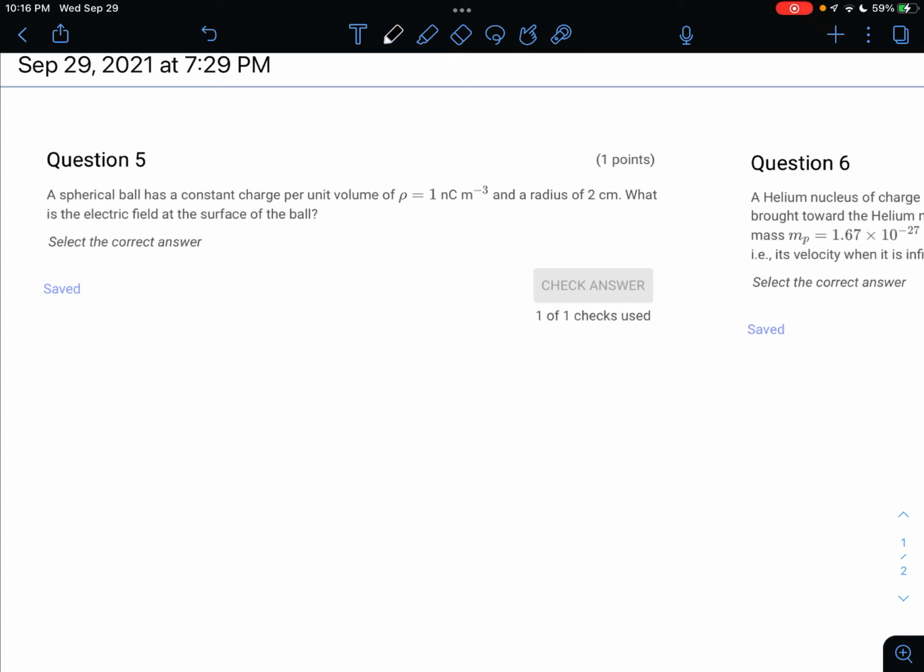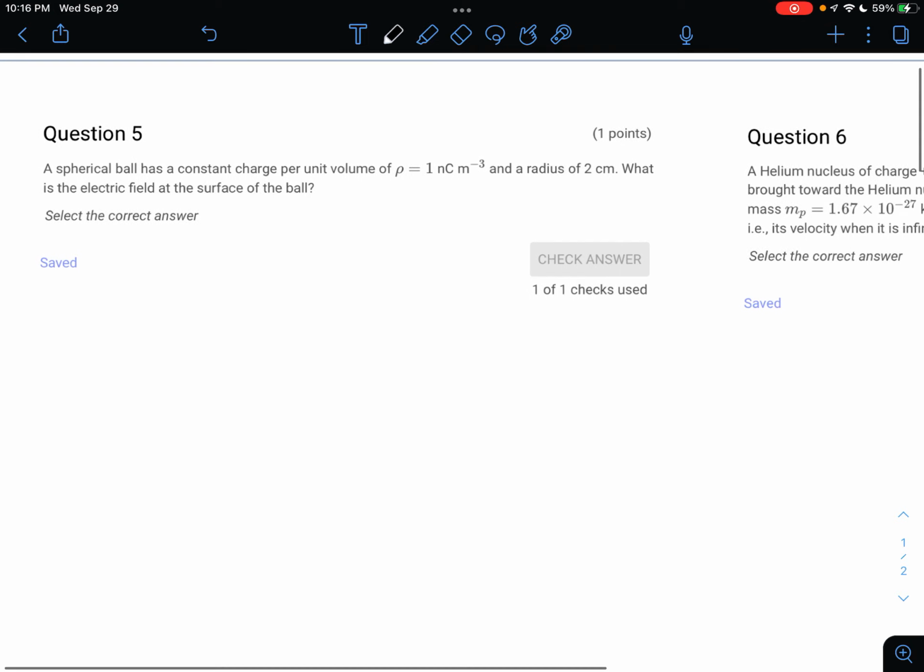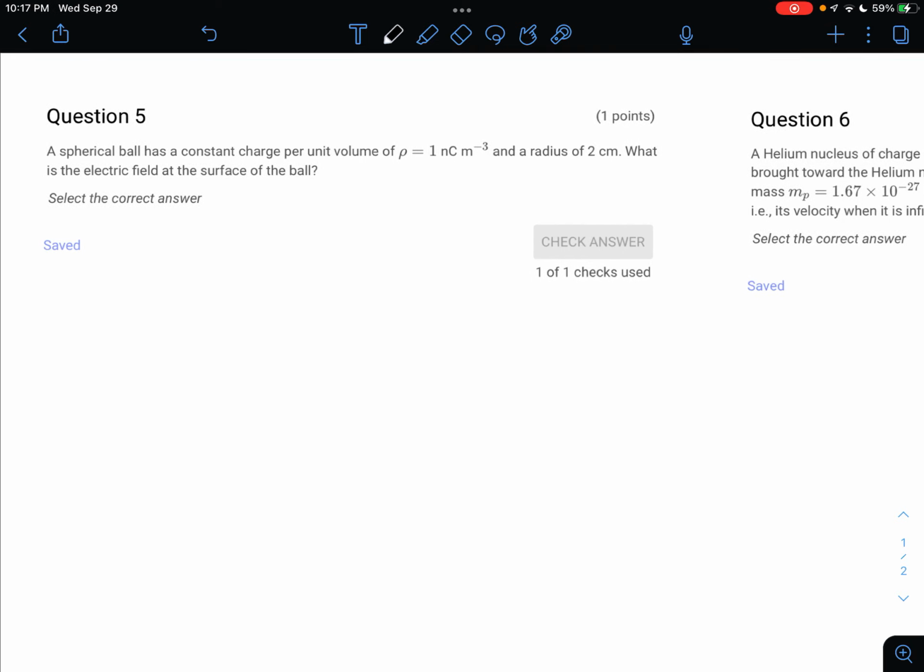Alrighty, y'all. Today I'm taking a look at question 5 for homework 2 and question 6 because I decided to lump them together. So for question 5, we're trying to find the electric field at the surface of a ball. So if we have our ball here as our charge, we're going to just put a little tiny Gaussian surface around that. That's what we're going to use because, since it's a sphere, it's going to have spherical symmetry.